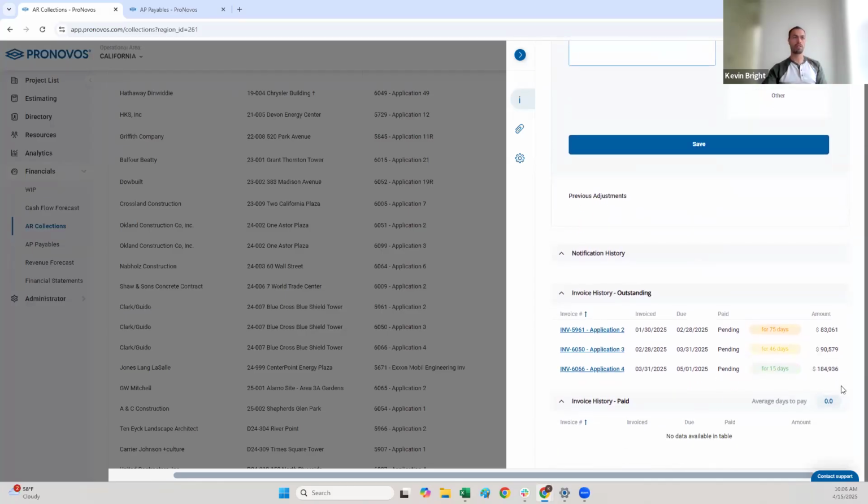What's also great here is you can see the whole history on this project. So you can see all of your outstanding invoices. I can see I've got 3 invoices outstanding on this project, one for 75 days, 46 days, and 15 days. And if it's a project where I've actually already been paid on some, it will list the number of days that it's taken to get paid. And I can start to see what that average days to pay is on a project.